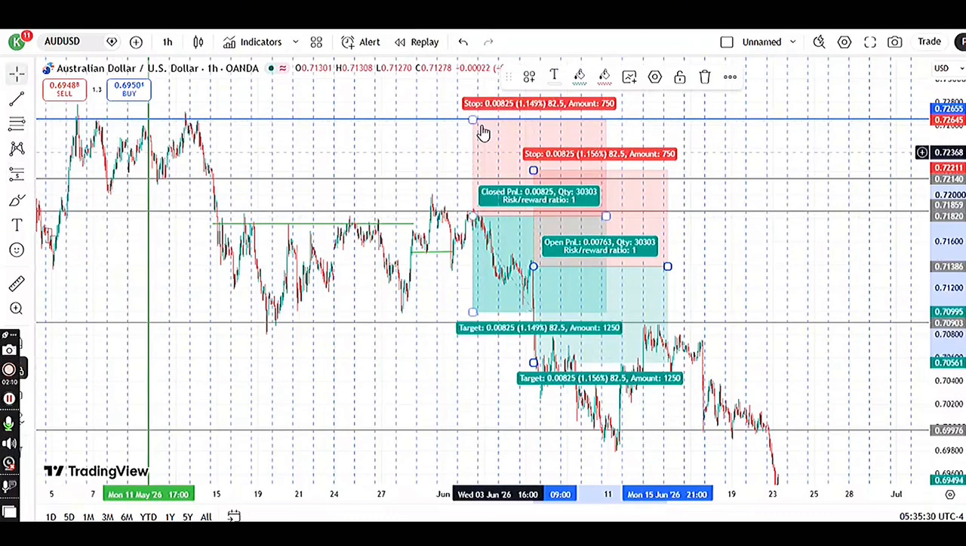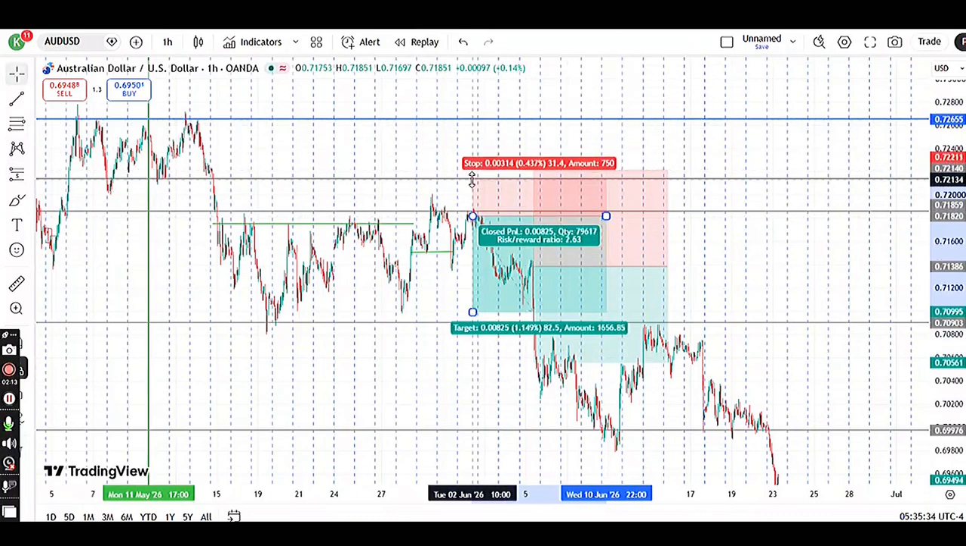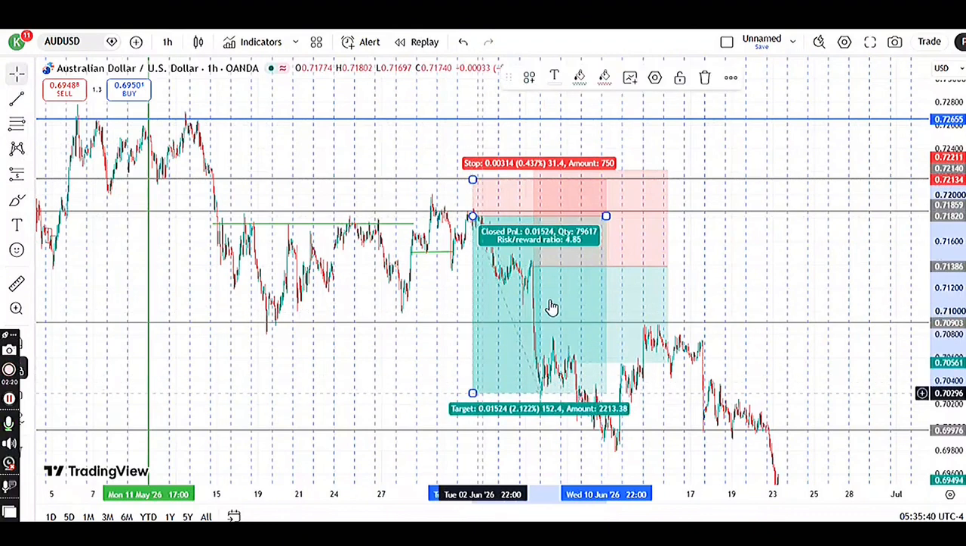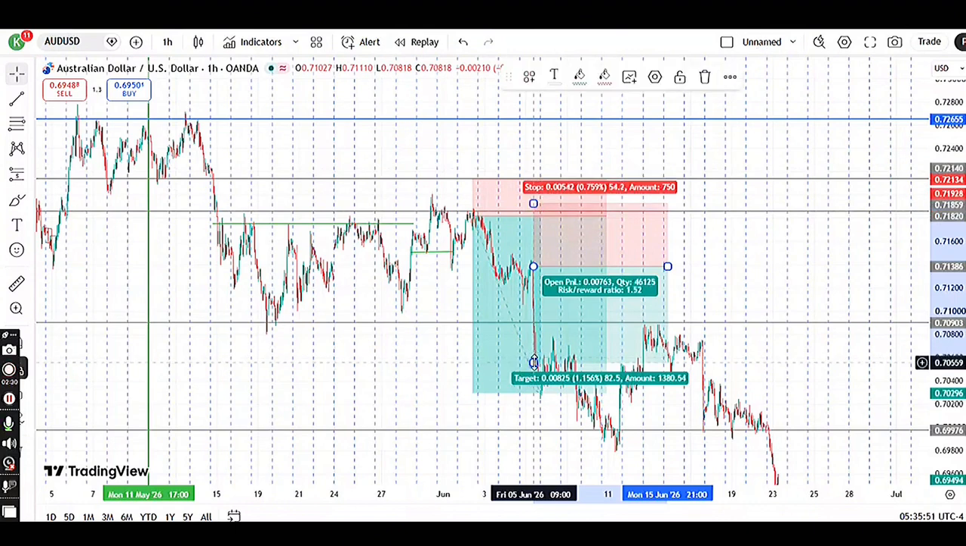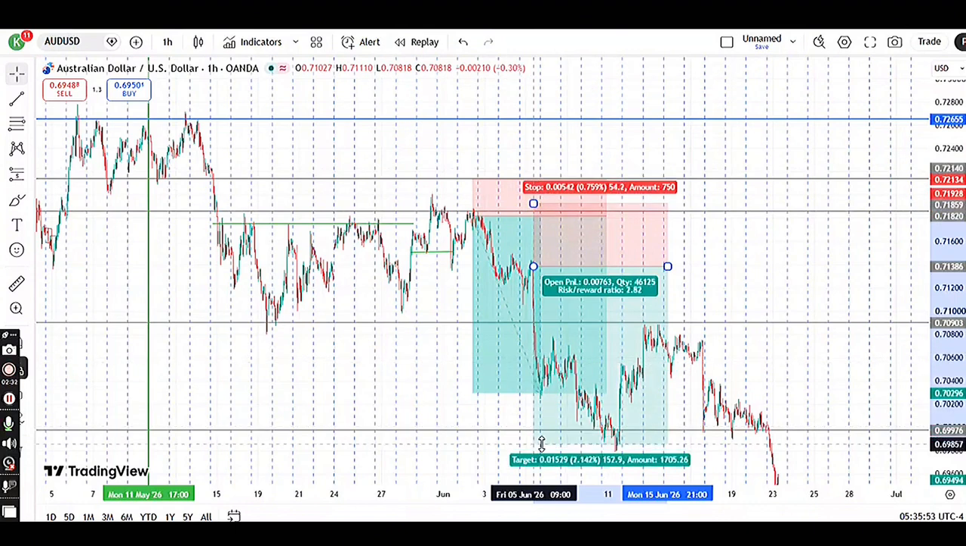So placing your stop loss just a little bit above it here, and your take profit somewhere here for the first one. Or if you entered in the second one, you would have placed your stop loss just a little bit above here and your take profit just here.